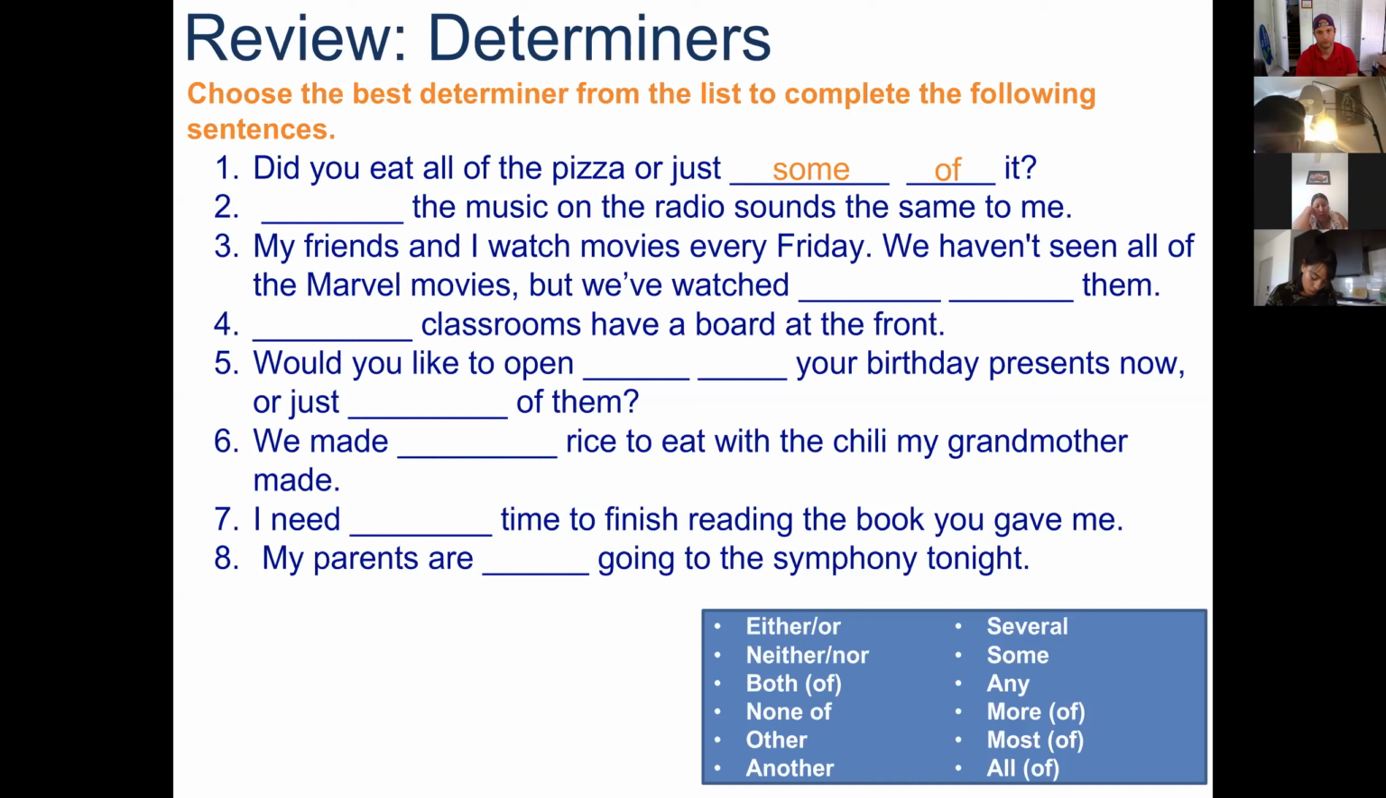Most of the music on the radio sounds the same to me. Yeah, I'll accept that. Here it says all of the music, but I actually like that better. Most of the music. Sarai? My friends and I watch movies every Friday. We haven't seen all of the Marvel movies, but we've watched some of them, or here it says most of them.